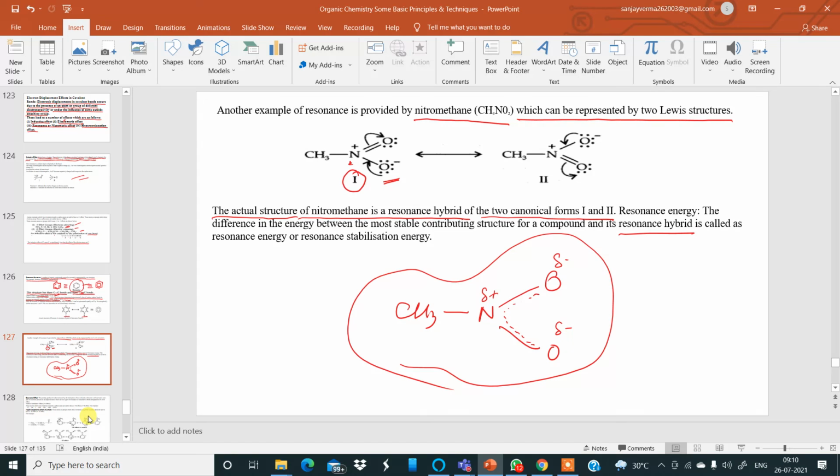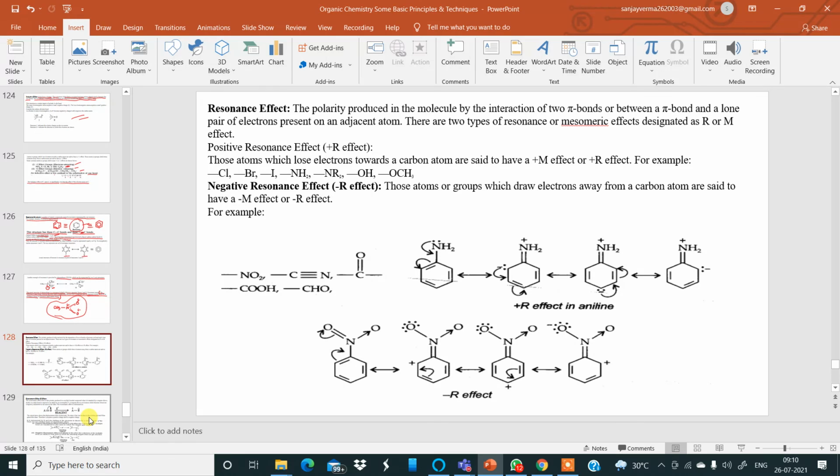Now the difference in energy between the most stable contributing structure for a compound and its resonance hybrid is called resonance energy or resonance stabilization energy. Learn this definition from here. Then moving to resonance effect or mesomeric effect, which I've already explained. This will give you a very good idea regarding the resonance effect. We can read through all this.